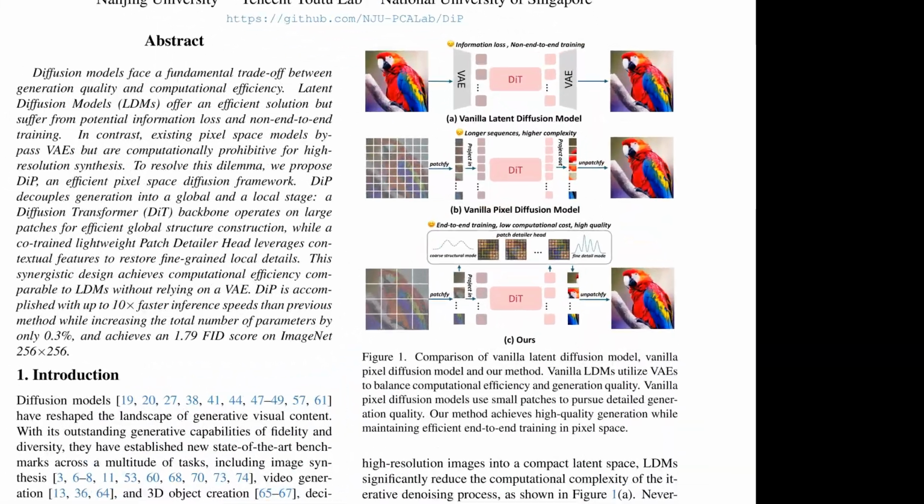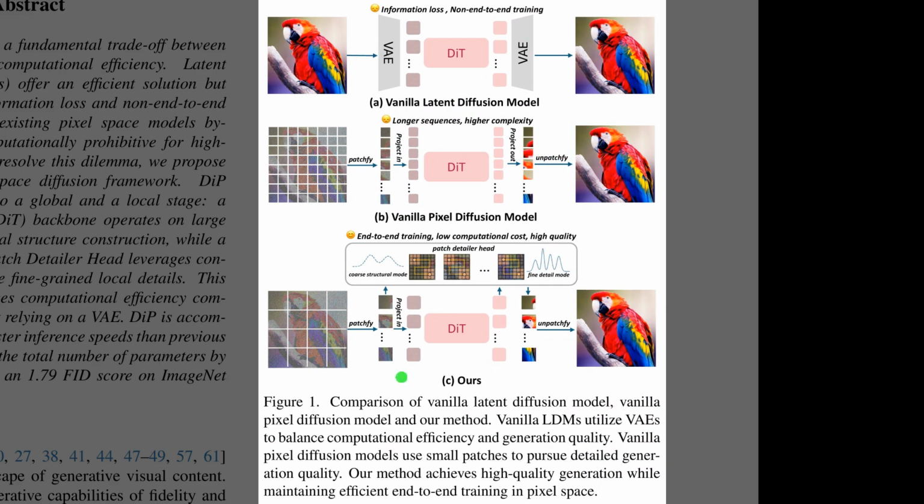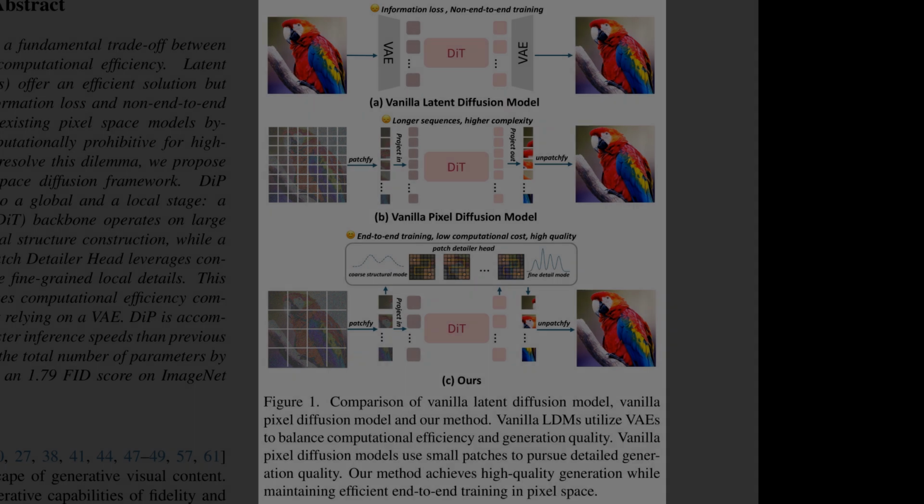Figure 1 compares 3 ways to run diffusion image generators and highlights why DiP is attractive. The top panel shows latent diffusion, which compresses images through a variational autoencoder and risks information loss, even though it is efficient. The middle panel shows pixel diffusion on tiny patches, which keeps detail but explodes sequence length and cost. The bottom panel presents DiP, which uses a diffusion transformer for coarse structure plus a lightweight patch detailer head to recover fine details, so it stays efficient while keeping image quality high.